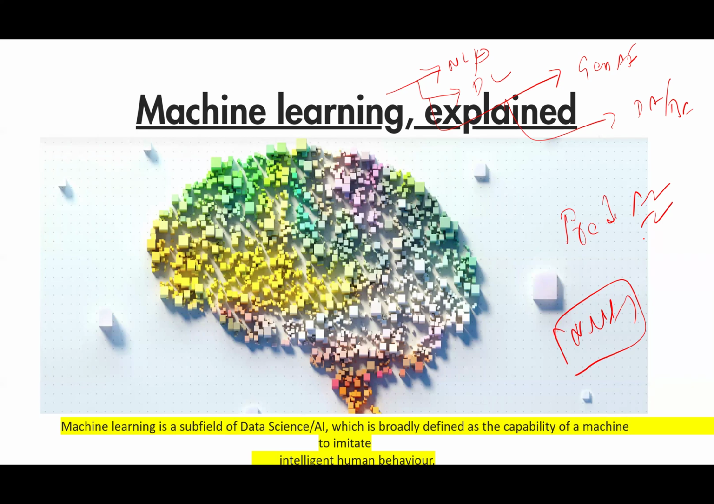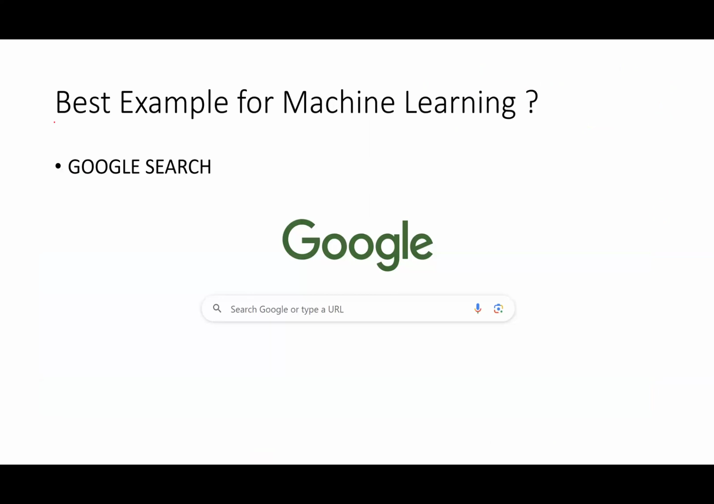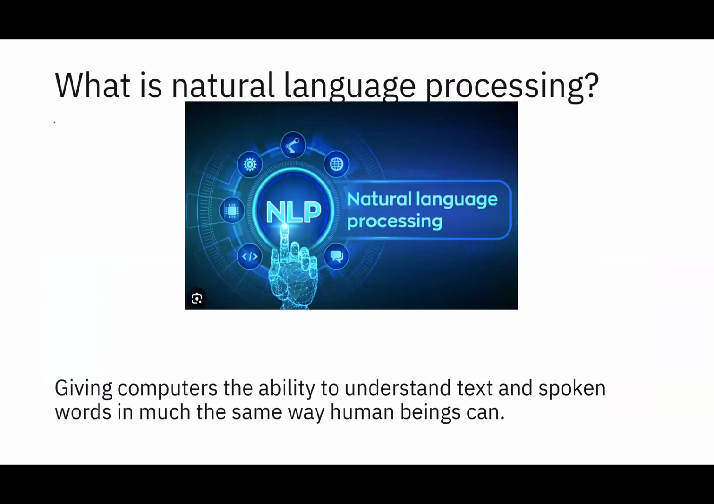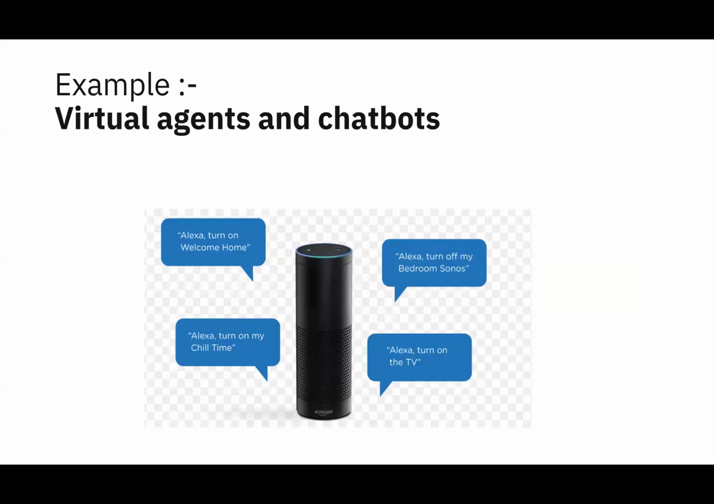So basically we have defined machine learning as a subfield of data science, or artificial intelligence, which is broadly defined as the capability of a machine to imitate human behavior. Here we train the machine to behave as a human being. For example, you take Alexa. We also discussed Alexa. Alexa is a machine. It's not a human being.